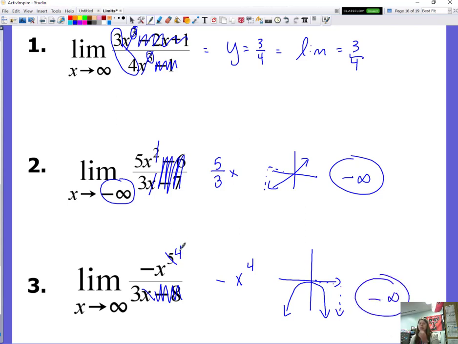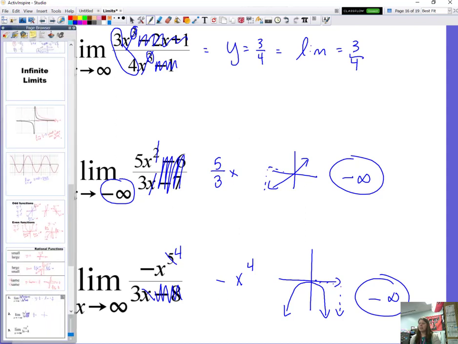Okay, so you can use what's happening at the extremes for each one of these to see what's going on with each of these. So hopefully that makes a little bit more sense for your limits. And if all else fails, graph it and see what's happening in each of those. And hopefully that helps you out.